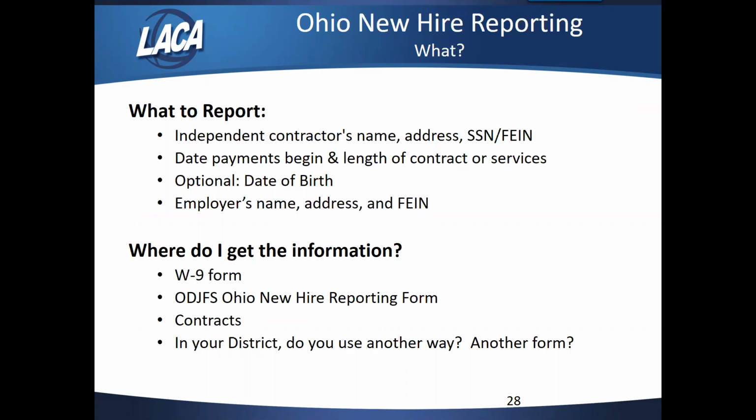Or there's also an ODJFS Ohio New Hire reporting form that you can print from their website and have your vendors fill out as well, and that asks for like the date of birth and additional information that may not be requested on the W-9. You may also be able to find some information from contracts, like when the contract is starting, how long it should last. Does anybody else have any different method that they use at their district that they would like to recommend to any other districts on the call?